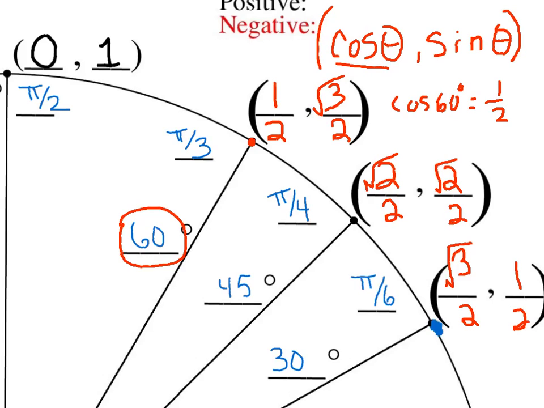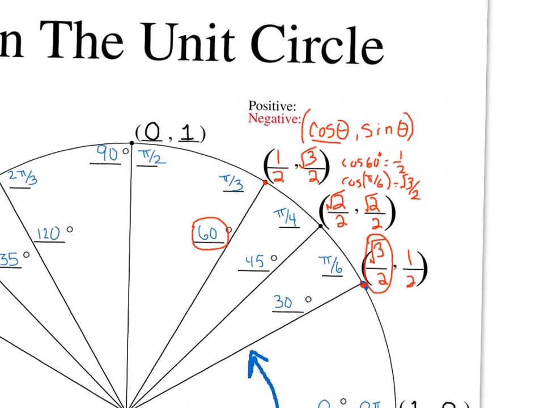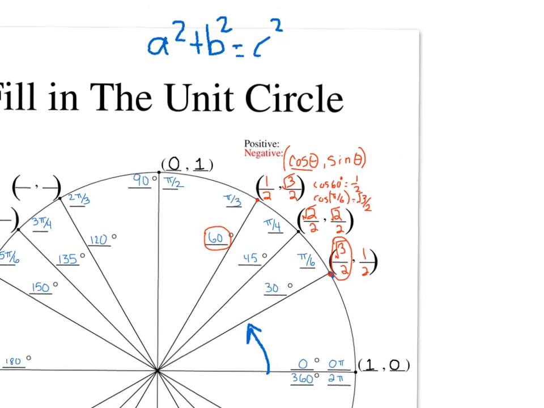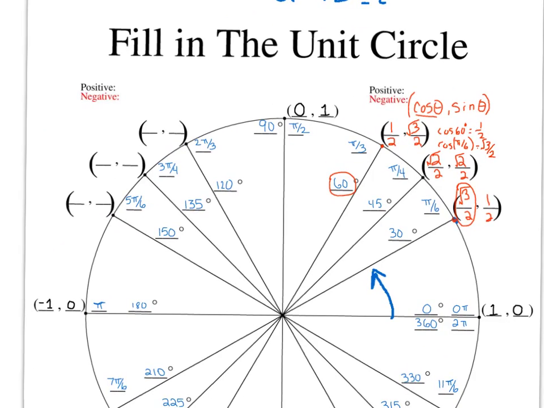If I asked you for the cosine of a pi over 6 radian angle, the cosine of pi over 6, that would be the x value associated with pi over 6. If you look at pi over 6, the x value in this case happens to be radical 3 over 2. So we're going to be able to use this unit circle to identify some various points, and specifically to be able to identify exact trig values for a number of these different angles.